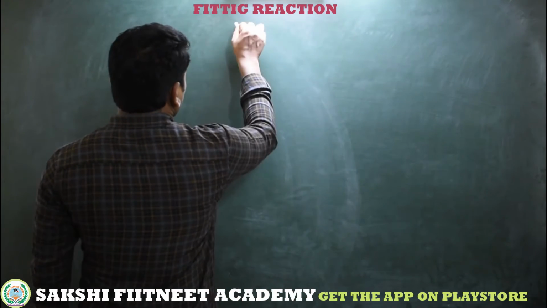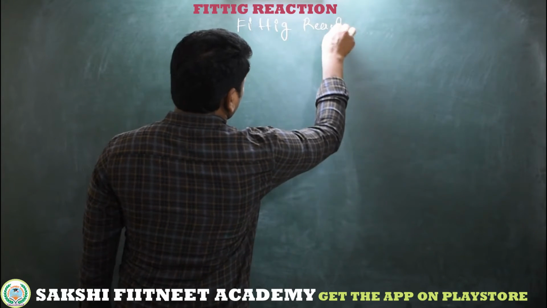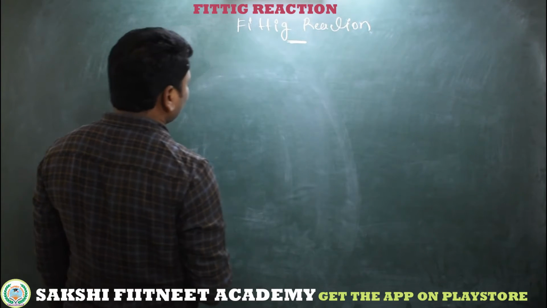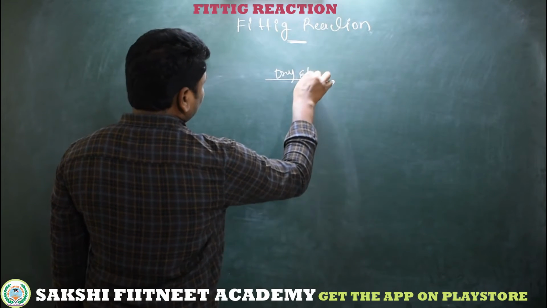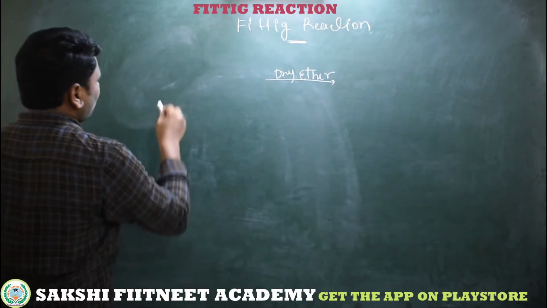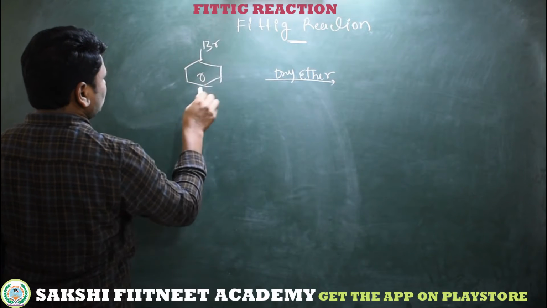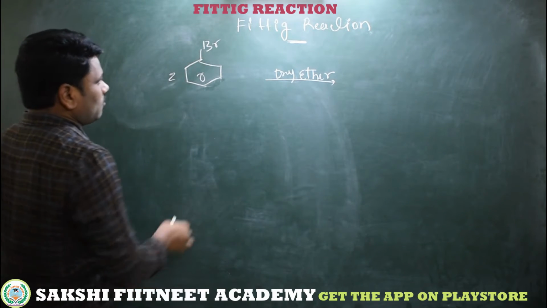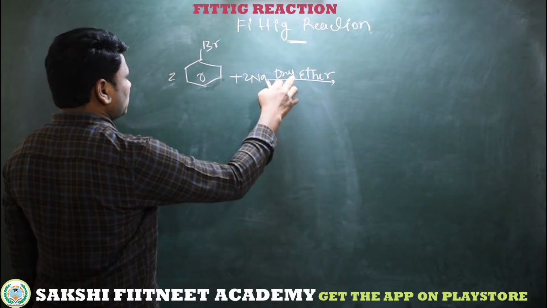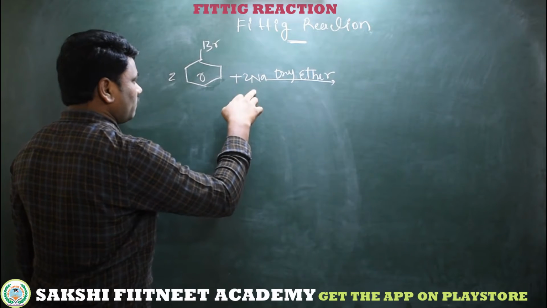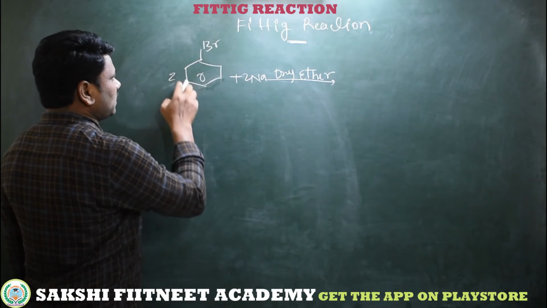What is Fittig reaction? In a Fittig reaction we are taking a dry ether solution of aryl halides. So here I am taking bromobenzene, that is 2 moles of bromobenzene, with sodium metal. So this dry ether solution of aryl halide we are treating with sodium metal. Then we will get a fused compound, that is a coupled product.